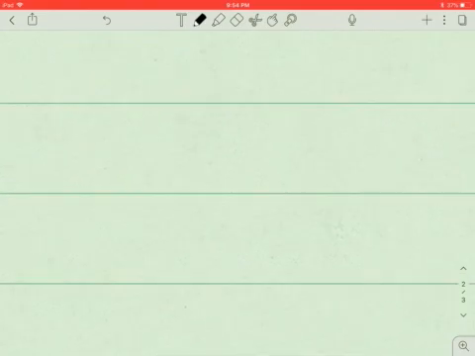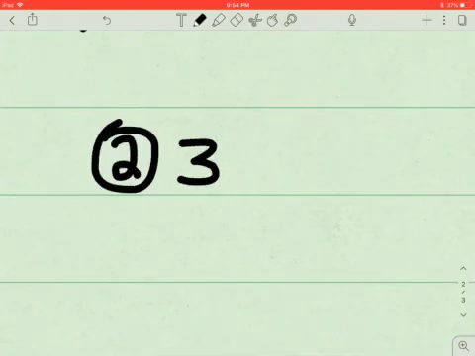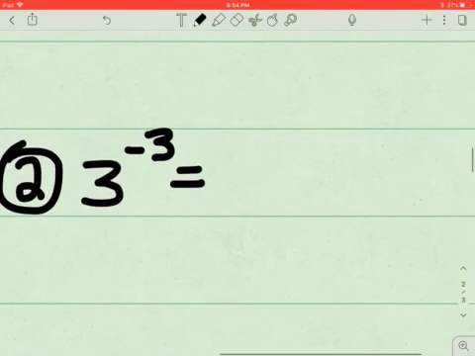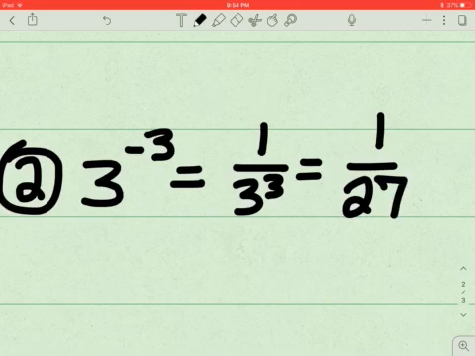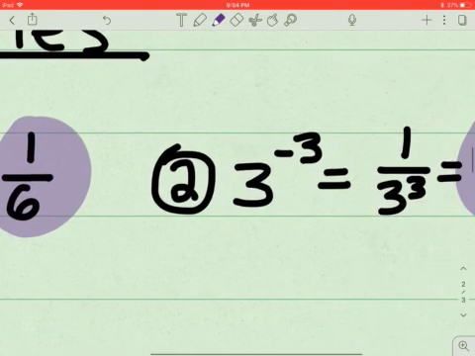Maybe I have a problem that looks like, say, 3 to the negative third. In order to simplify this and write it using only positive exponents, I can say that this is the same as 1 over 3 to the third, which is the same as 1 over 27. I want that to be our final answer. 1 over 27, I'll circle that, and I'll circle that there too.